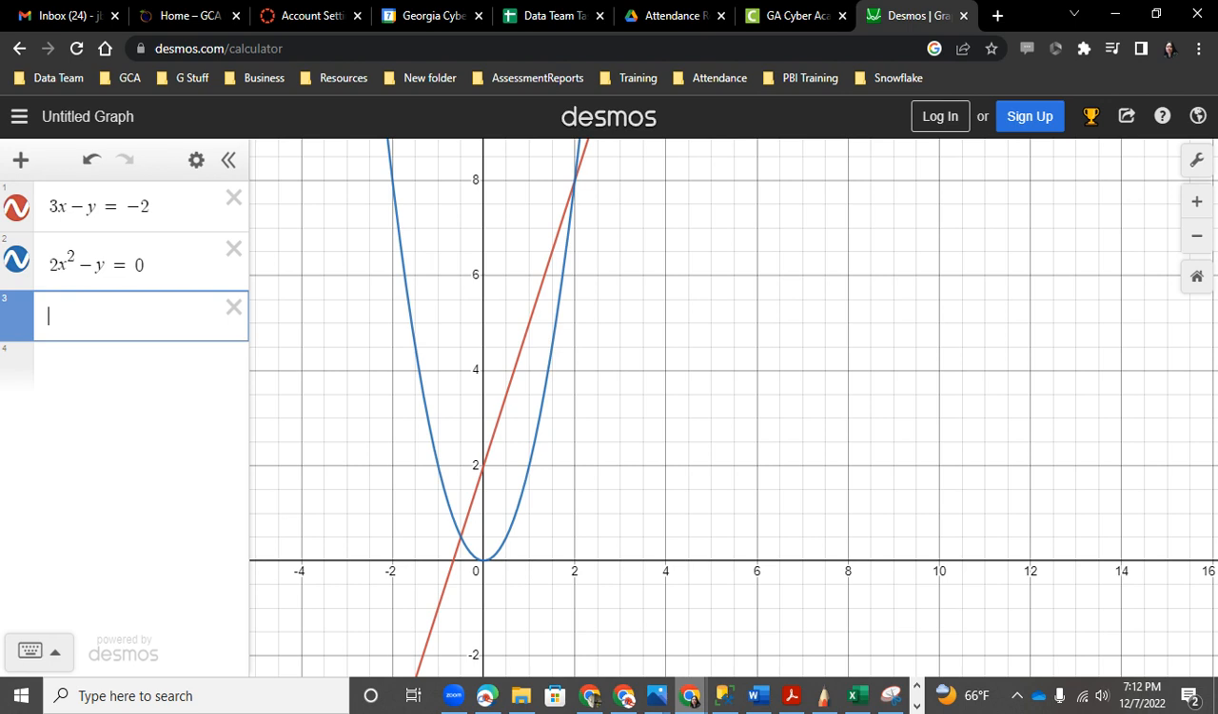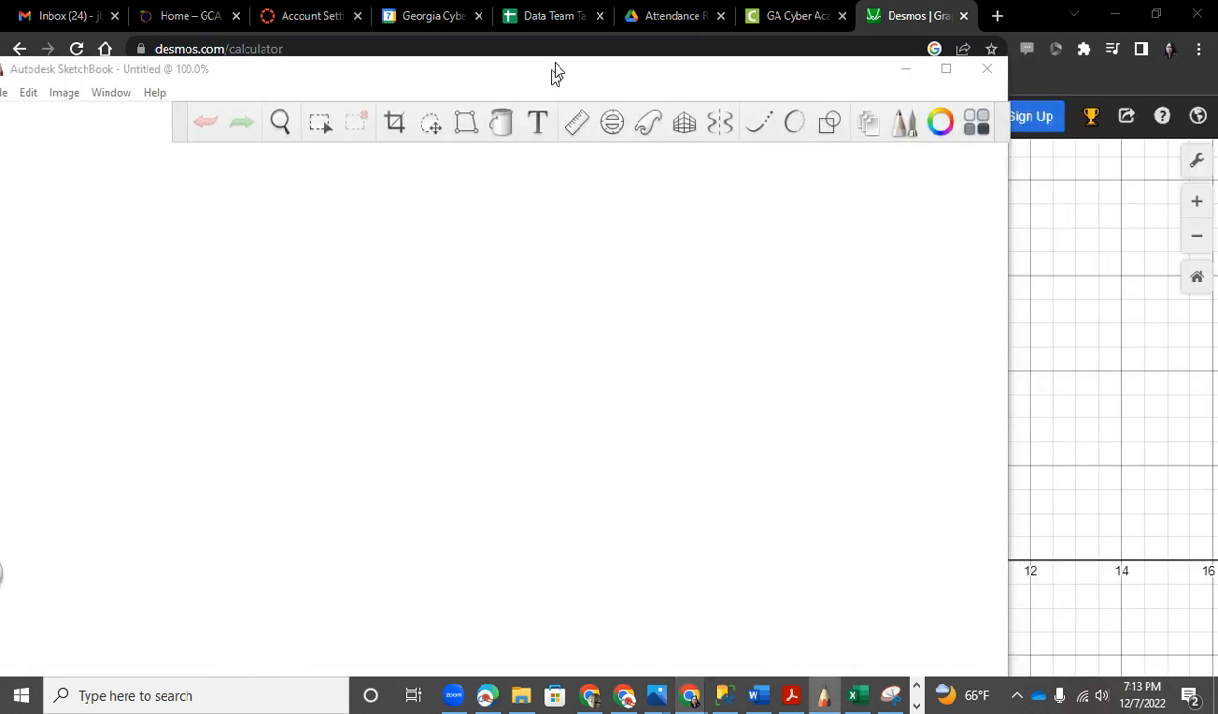The first equation is the red one, which is a straight line, and then the second one is a quadratic function. You can see they intersected each other in 2 points. This point right here, negative one half, comma one half, and also 2 comma 8. Those are the answers that we're looking for if you do this in Desmos. And I will do that on paper as well.